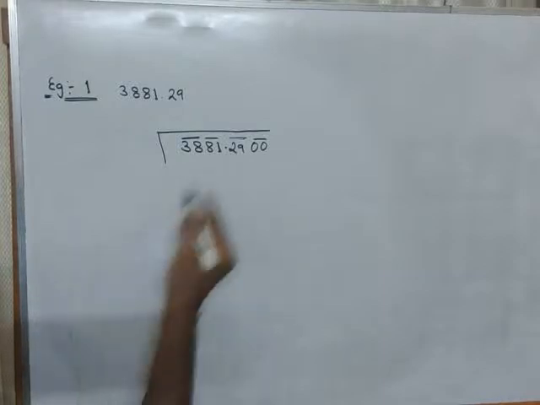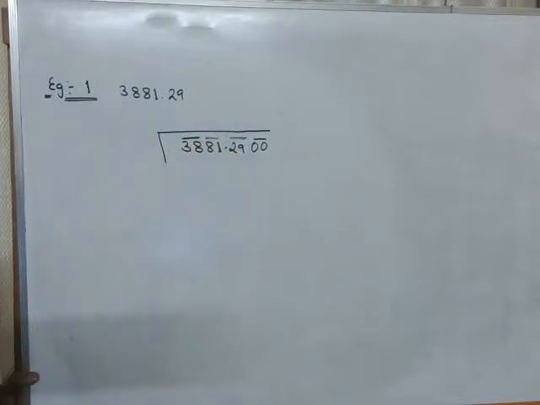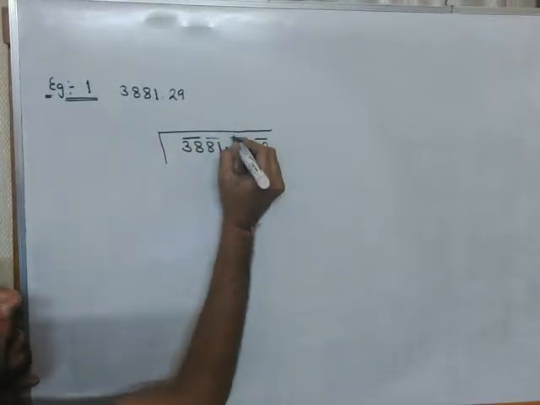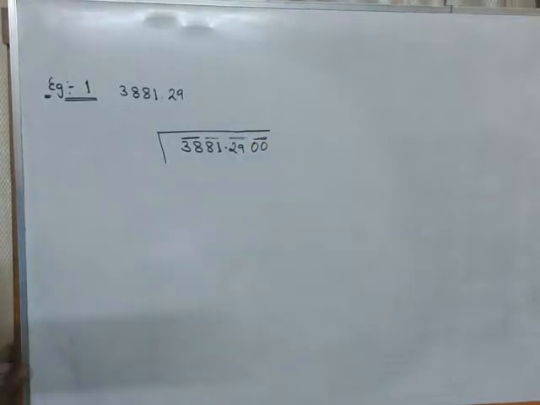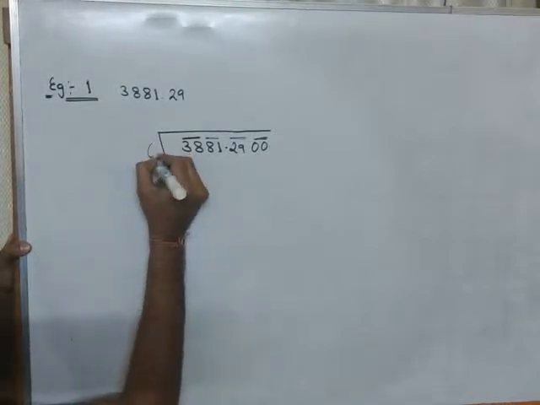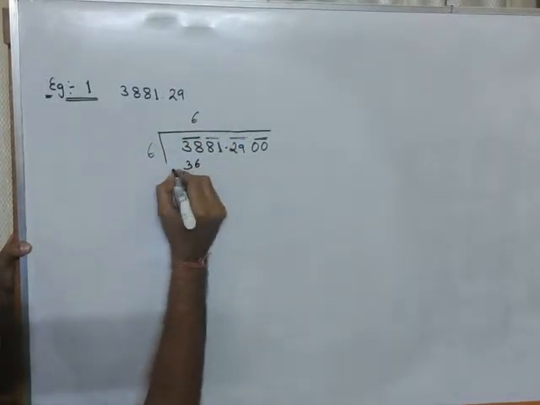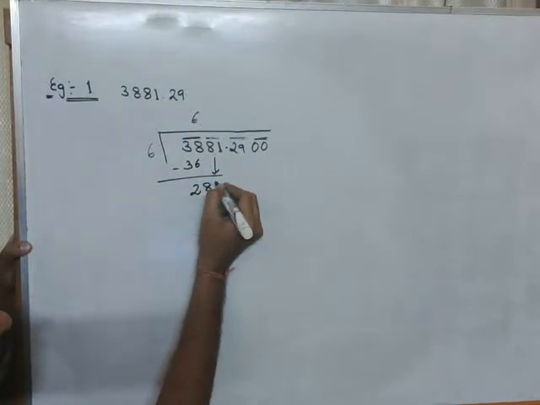Before the decimal, ones and tens will form a pair, then hundreds and thousands will form a pair. After the decimal, tenths and hundredths, thousandths and ten-thousandths will form pairs. Clear? Now the first pair is 38. We need a perfect square just less than or equal to 38. I know 6 into 6 is 36. After subtracting, 2 remains. 81 came down.